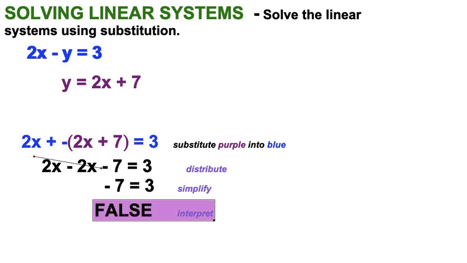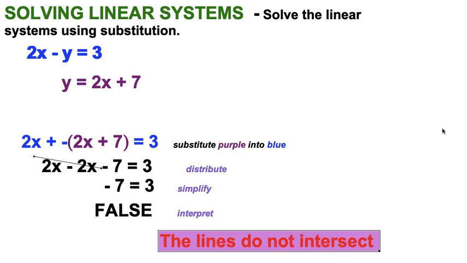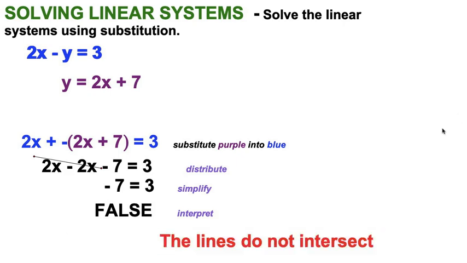So your job is to interpret that. You get a situation like this. You get a contradiction, we may call it. Negative 7 equals 3. False. Well, you did the math right. Well, hopefully I did it right. And you just got to understand what that means. What that means, these lines do not intersect. And you're saying, huh, is there another way to figure that out?